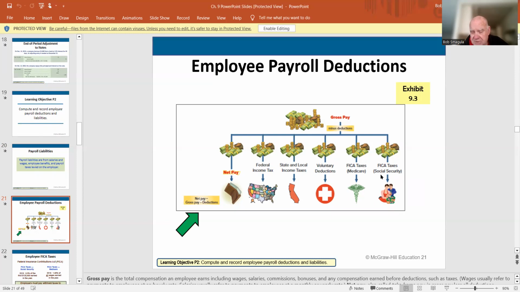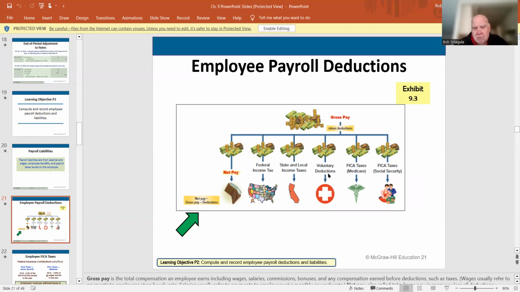Social Security is the pension plan paid to senior citizens. I am now receiving Social Security. You are paying my Social Security. Medicare, this is medical bills. That's my health plan. And then any voluntary deductions.